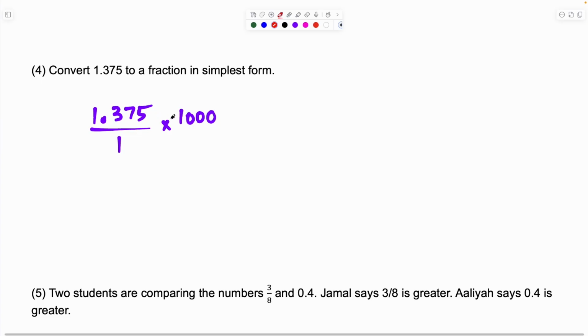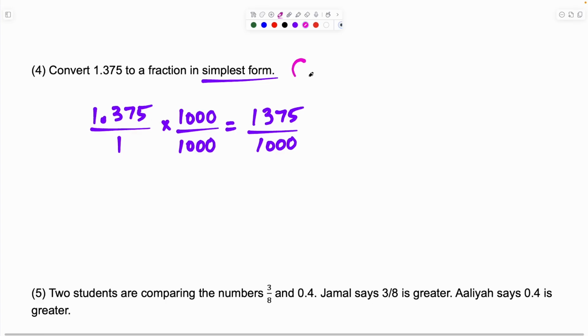So by multiplying by 1,000, that'll move the decimal all the way to the right and turn this into a whole number. But if I multiply the numerator by 1,000, I'm going to have to multiply the denominator by 1,000 as well. So if I multiply the top by 1,000, the decimal goes 1, 2, 3 to the right, and we get 1,375, and we're over 1,000. So for this, we need to write the fraction in simplest form. So now I'll start reducing.